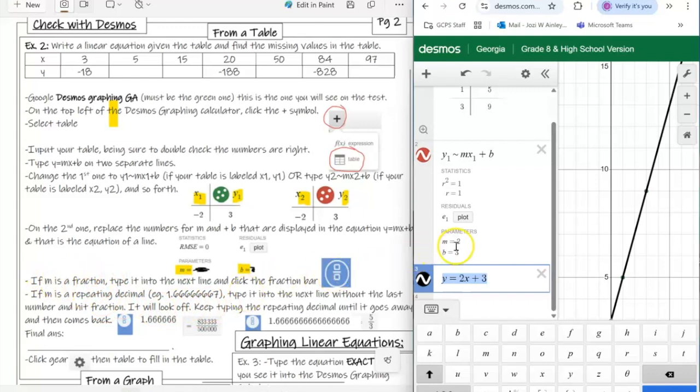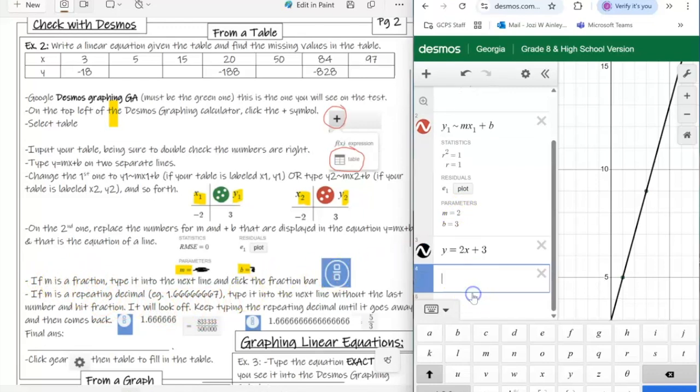Sometimes m is not a whole number. So if m is not something like 2, but it's a fraction, what you're going to do is take whatever fraction that is and type it on the next line. So let's say it's this fraction right here, 1.6666667. Now, keep in mind, Desmos has rounded it. So it says, if this is a repeating decimal, meaning it's repeating over and over, type it into the next line without the last number and hit fraction. So I'm going to take the 7 out and hit fraction.